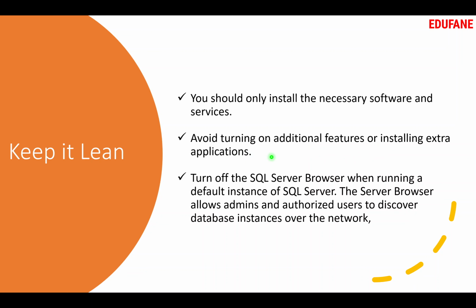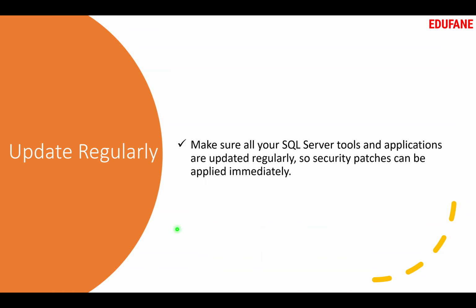Do not turn on any additional features which are not required. Only turn on the necessary features which are required, and after using these services and the work has completed, you can turn off the additional feature. Then turn off the SQL Server Browser when running a default instance of SQL Server. The Server Browser allows admins and authorized users to discover database instances over the network. So always turn off the Server Browser. Do not turn it on.